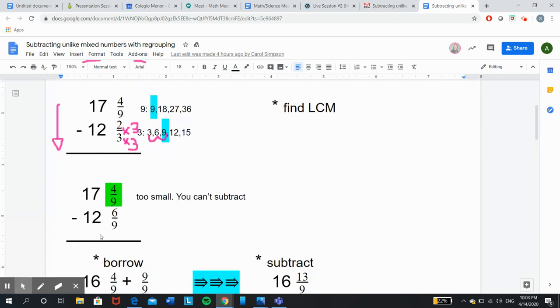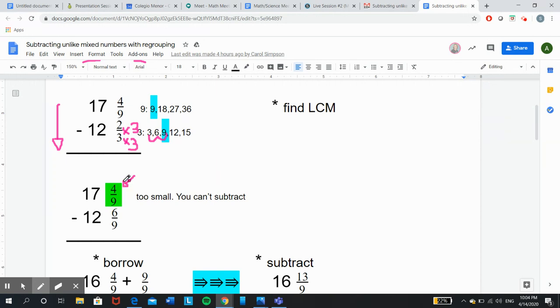Now that you have found the same denominator, you are going to rewrite both mixed numbers vertically again, so you can start with the process of subtracting them, okay? I'm going to write 17 and 4 ninths on top, minus 12 and 6 ninths below. Notice that I am not changing the order of my mixed numbers. From here on, basically what you're going to be doing is following the same process from the previous video.